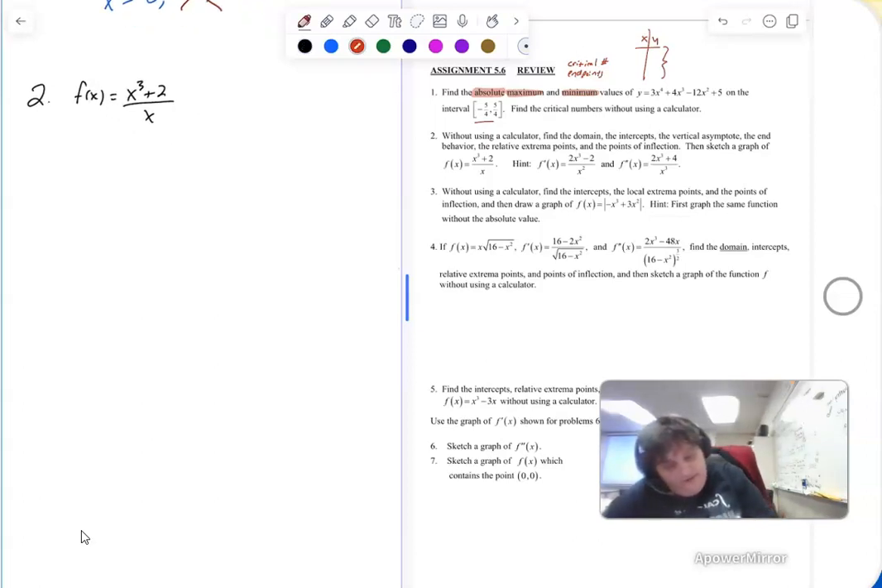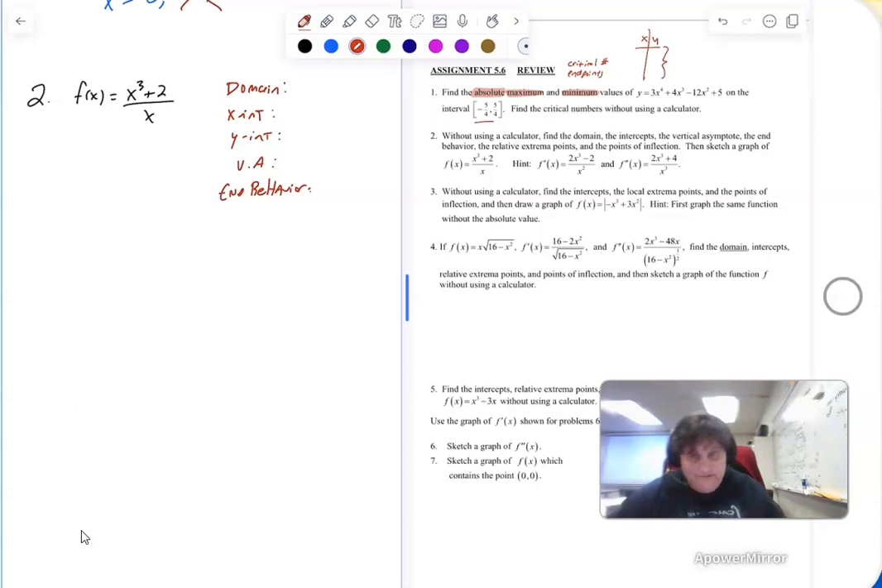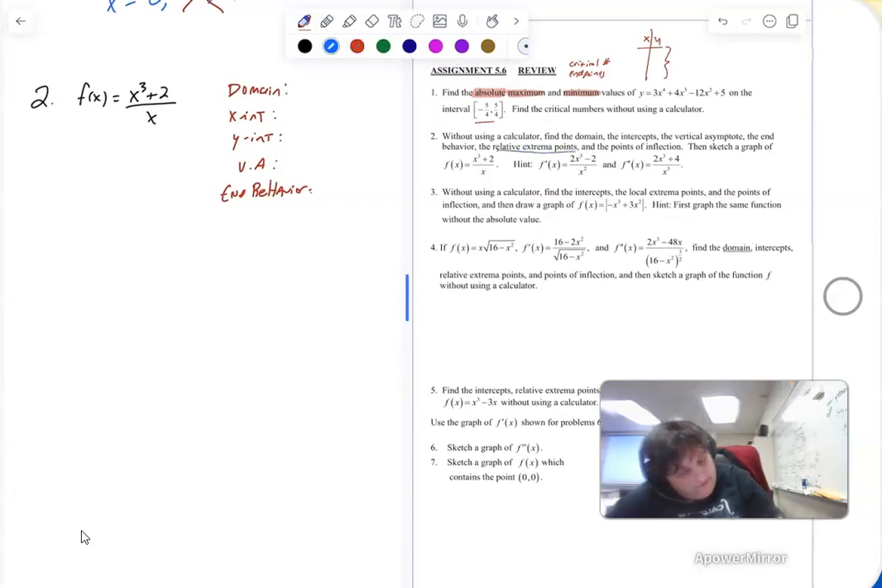Okay? Remember from the original problem, we can find domain. We can find x-intercept, y-intercept, vertical asymptote, and we can find end behavior, which a lot of times means horizontal asymptote, or if it has a slant asymptote, if it goes to infinity, stuff like that. Okay? And then the first derivative will give me relative extrema, and the second derivative will give me points of inflection. Okay? But let's just start with all this stuff first.